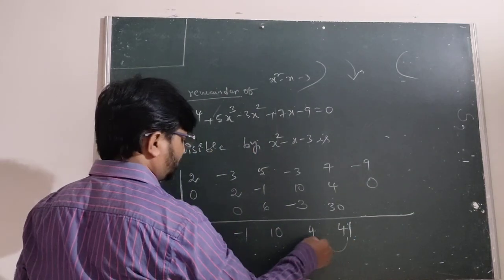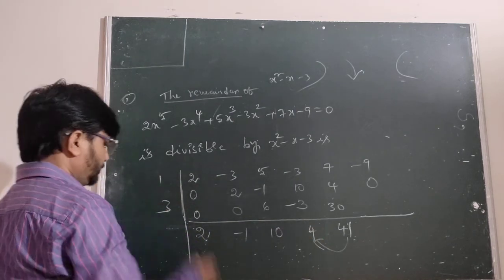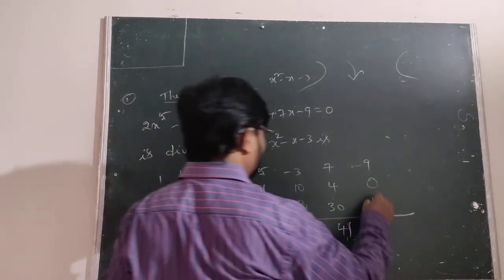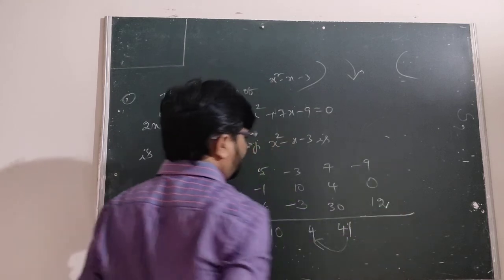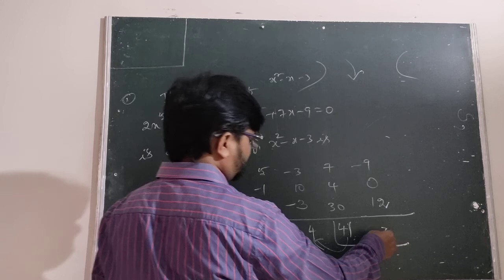After that, before that one, this one. So you can multiply 3 into 4. 3 into 4 is 12. Now here 12 minus 9 is 3. The last two are the remainder, constant and 40.